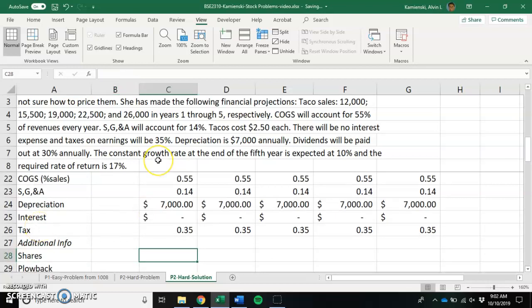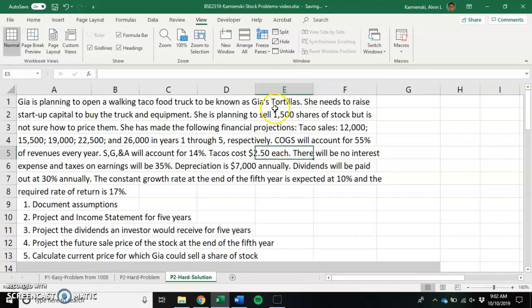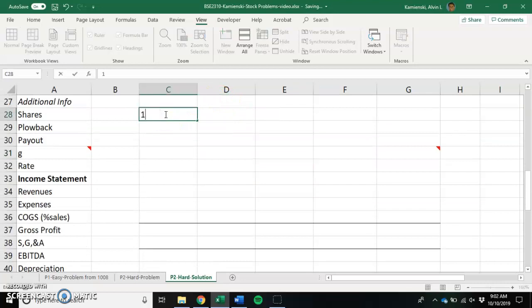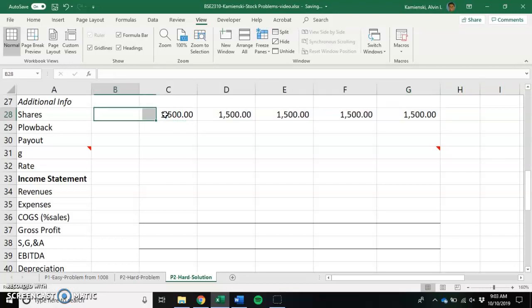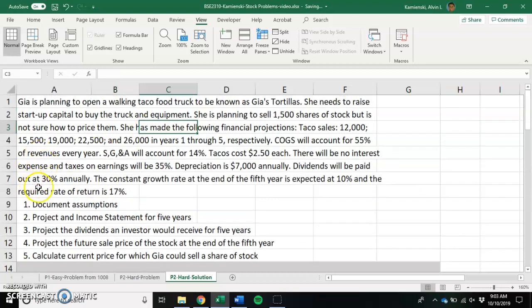Additionally, we need to know she is thinking about issuing shares, and the amount of shares that she's thinking about issuing, if we look back at the top, was 1,500. So she had 1,500 in shares that she's going to offer for investors. And then plowback and payout.